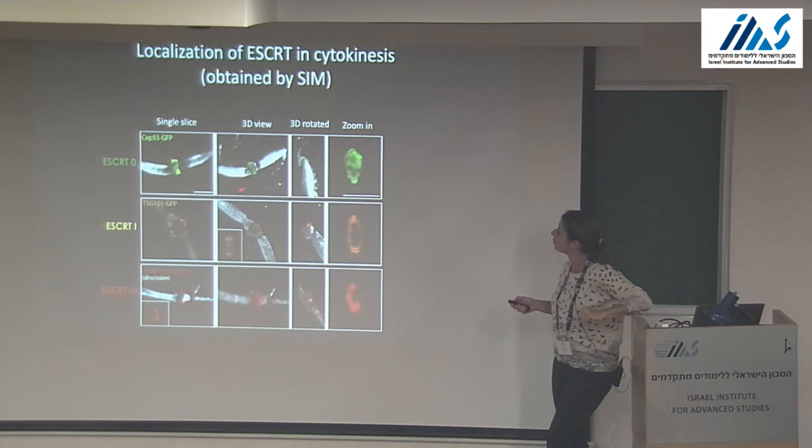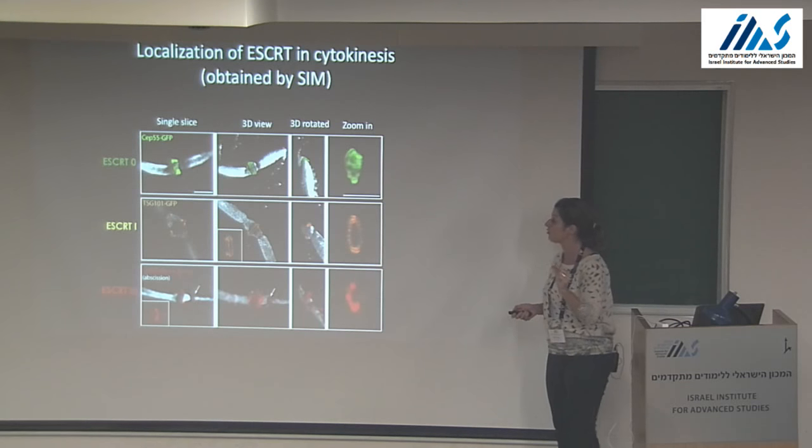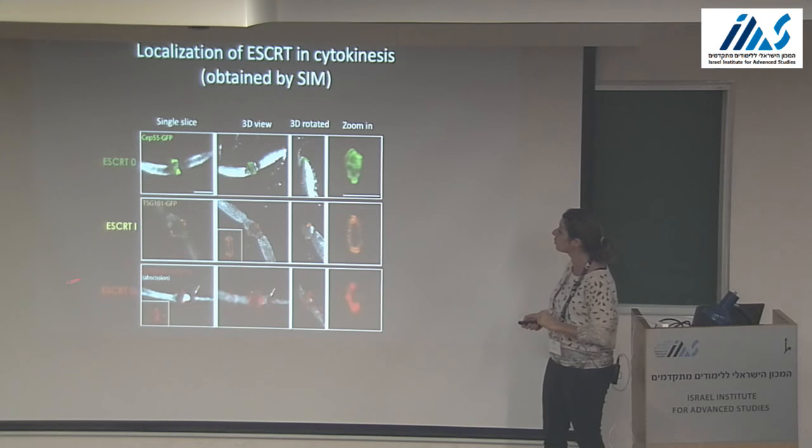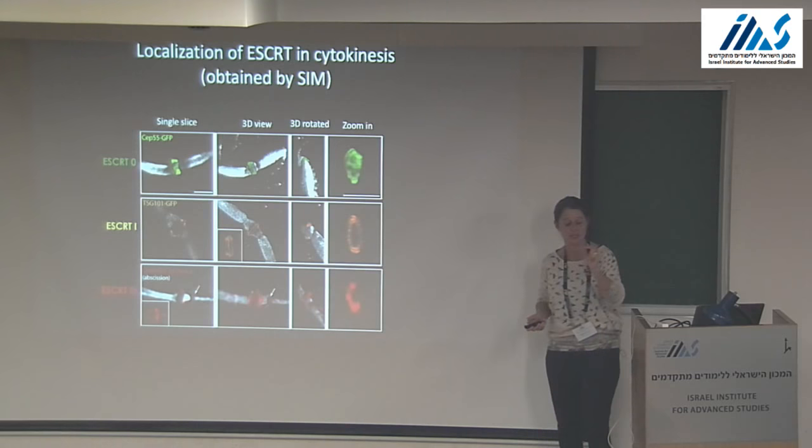We saw that the first ESCRT component, called CEP55 in abscission, formed this disc shape. Then if you look at ESCRT-I, we found two really adjacent rings located at the center of the bridge. And then ESCRT-III had similar rings, but also had a small localization, and actually we ignored that for a very long time. This small localization exactly at the constriction site.